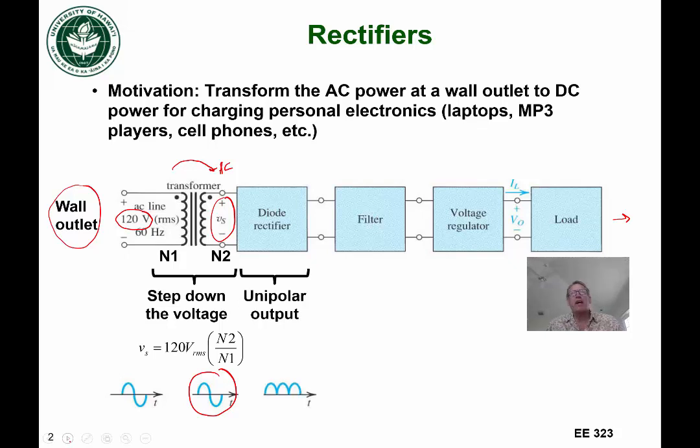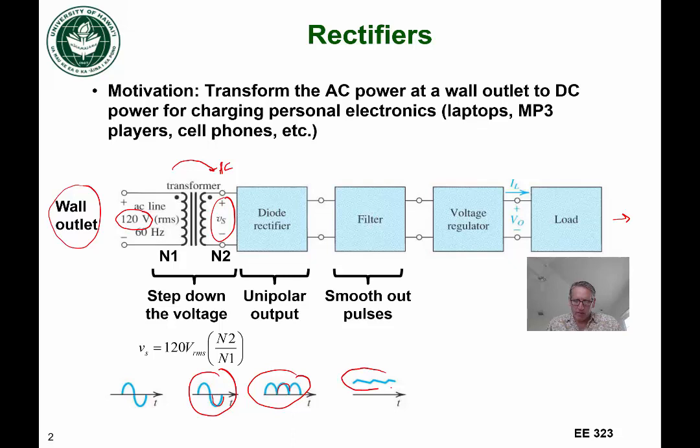And then it goes through the diode rectifier. What the diode rectifier does is convert the negative half cycles to positive half cycles, as we'll see in this lecture. But still, if you look at this waveform, it's still not super useful. And then we go through a filter, which we're going to learn about. This essentially smooths out the pulses to make it a little bit more useful for electronics.